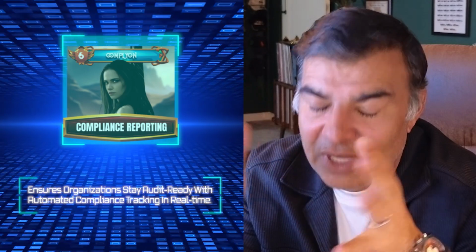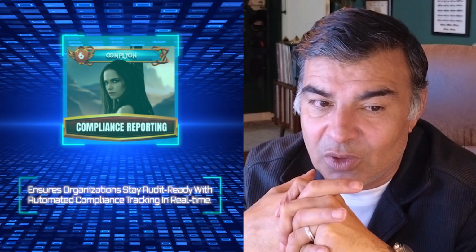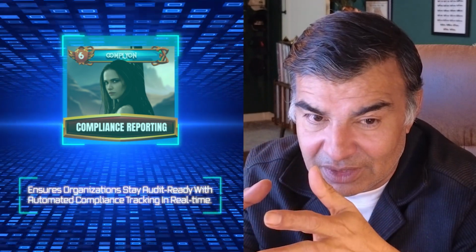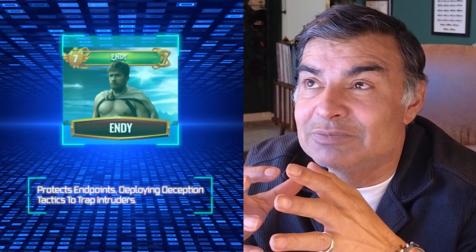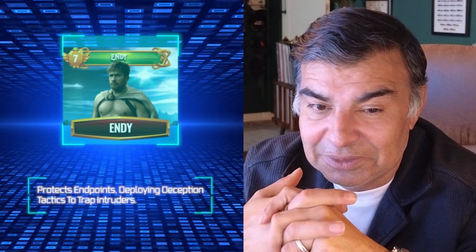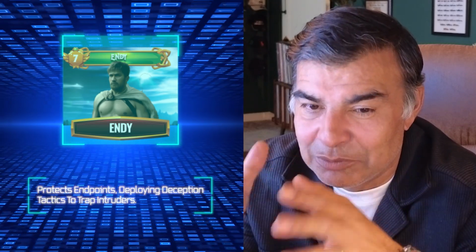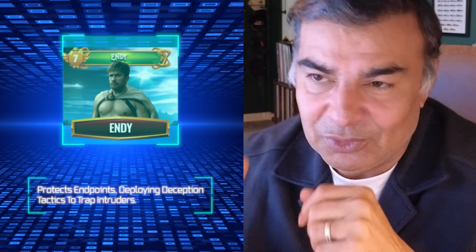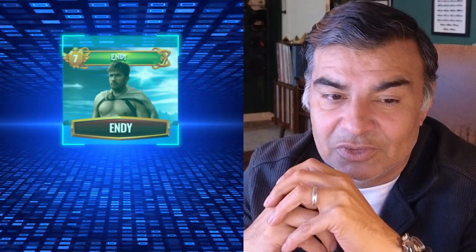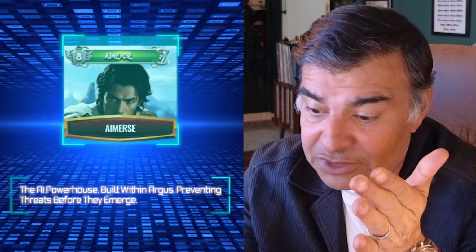So that's where Seamtunnel processes and visualizes security data, while COMPLYON ensures organizations stay audit ready with automated compliance tracking in real time. On the front lines, ND, that's my favorite name, is ND, short for endpoint. Protects endpoints, deploying deception tactics to trap intruders, right? As well as AI MERS, the AI powerhouse that we built within Argus, predicting threats before they even emerge.